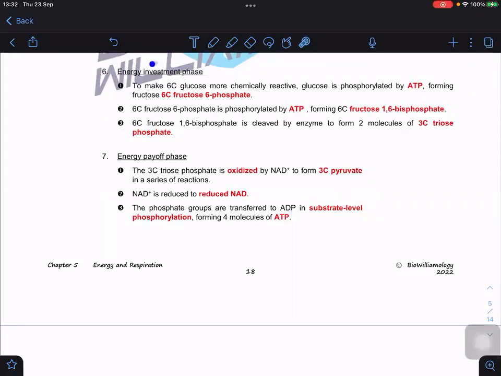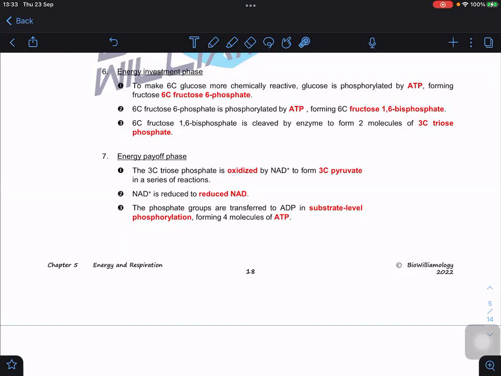So during this energy investment phase, to make the 6 carbon more chemically reactive, glucose is phosphorylated by ATP. In this case, I skipped the glucose 6-phosphate, so it actually starts with glucose 6-phosphate, converting to fructose 6-phosphate. Then this fructose 6-phosphate receives another phosphate group from ATP, forming fructose 1,6-bisphosphate. And we know that now they are very, very reactive. It can be cleaved by the enzyme to form 2 molecules of 3 carbon triose phosphate. So in this process, the energy investment phase is completed.